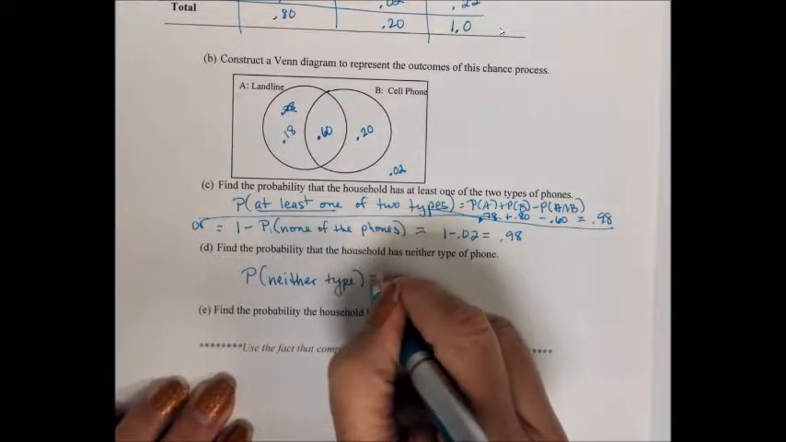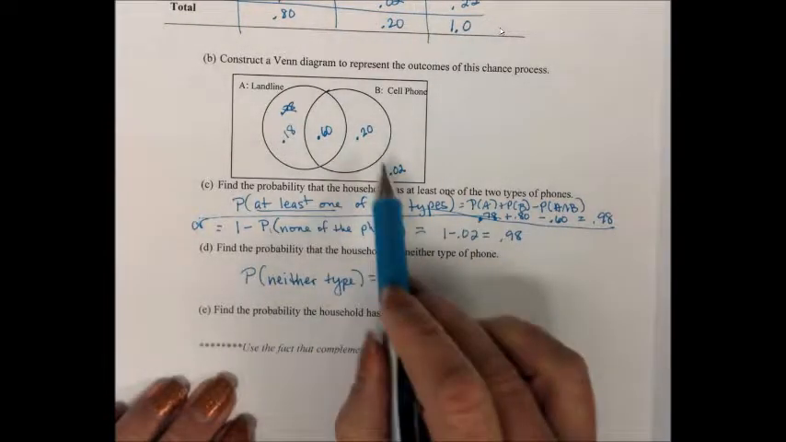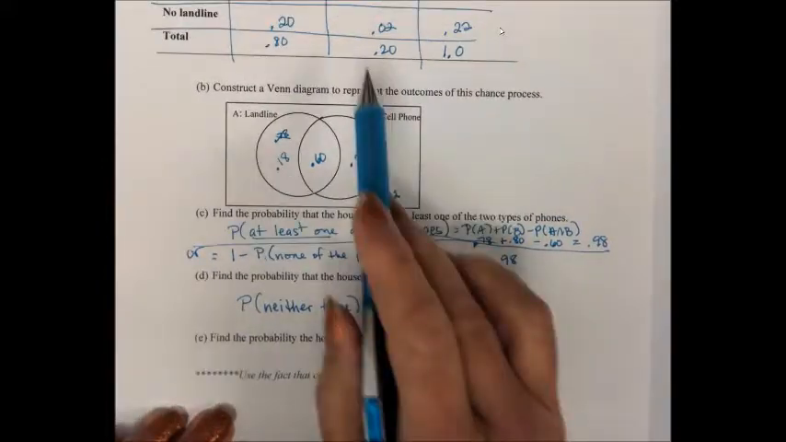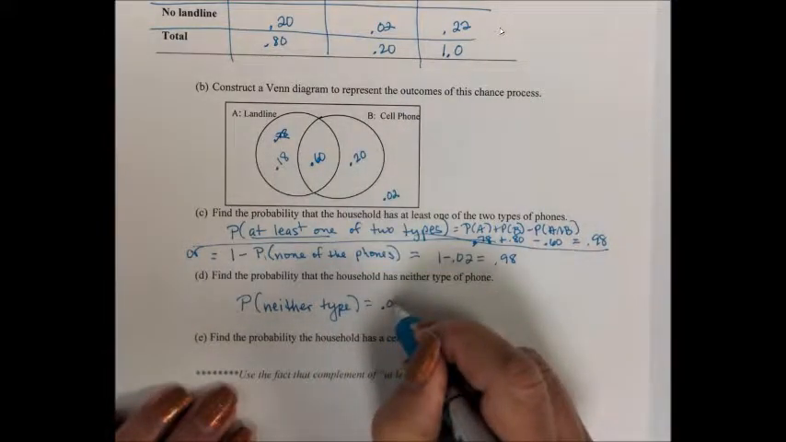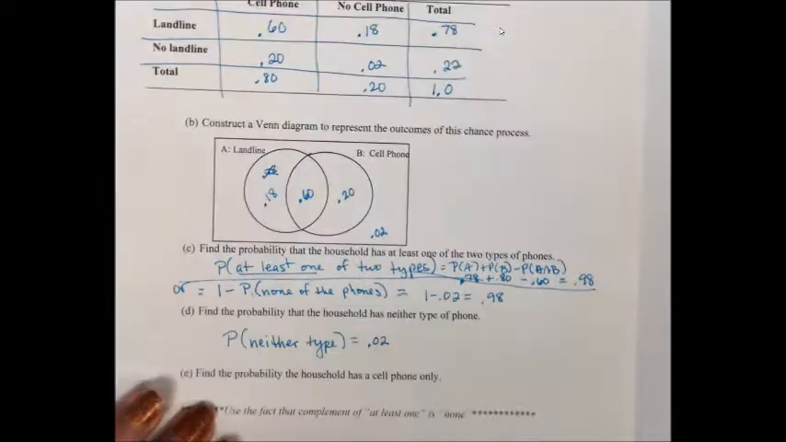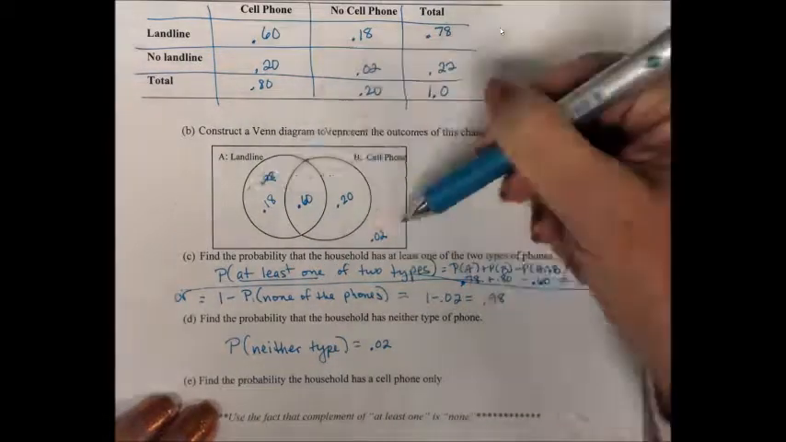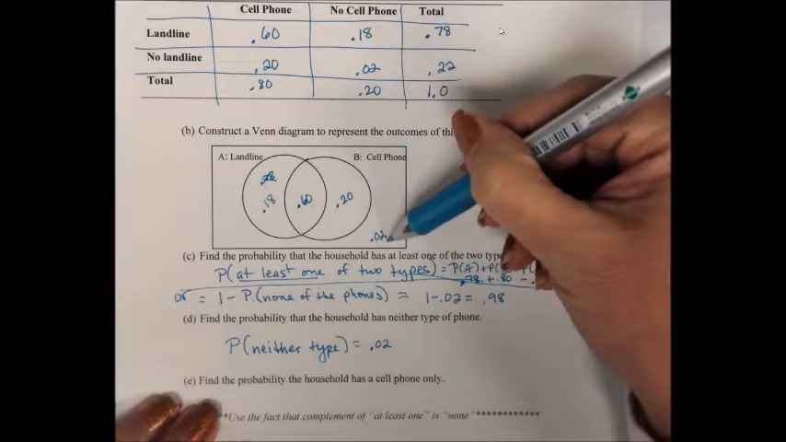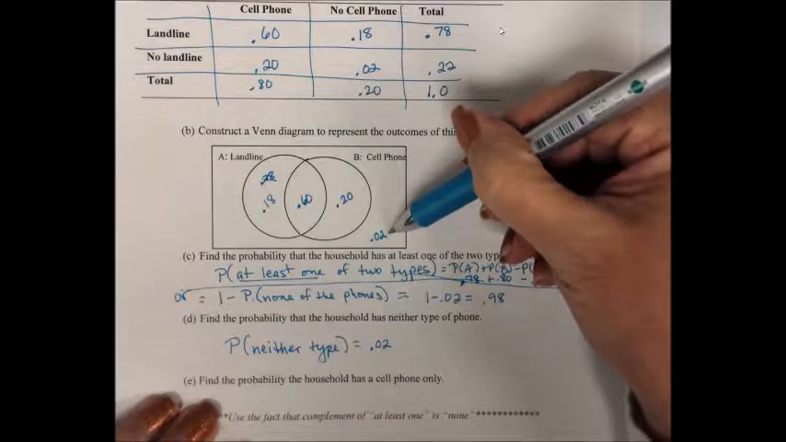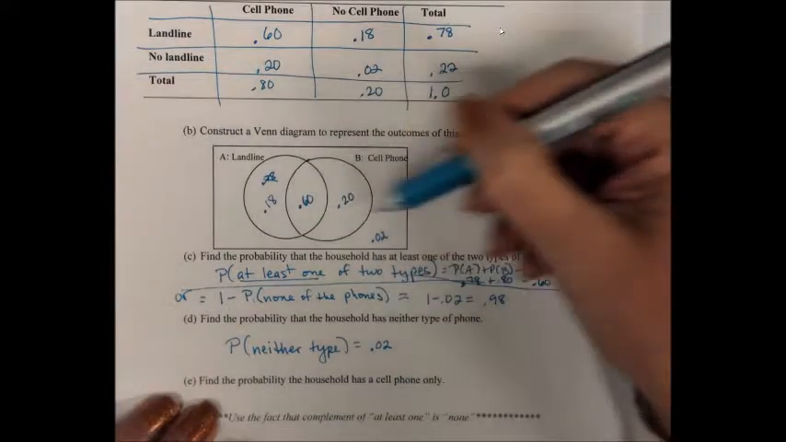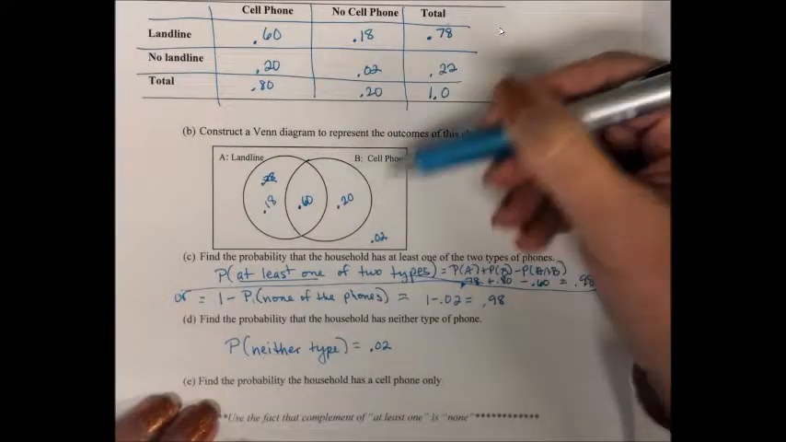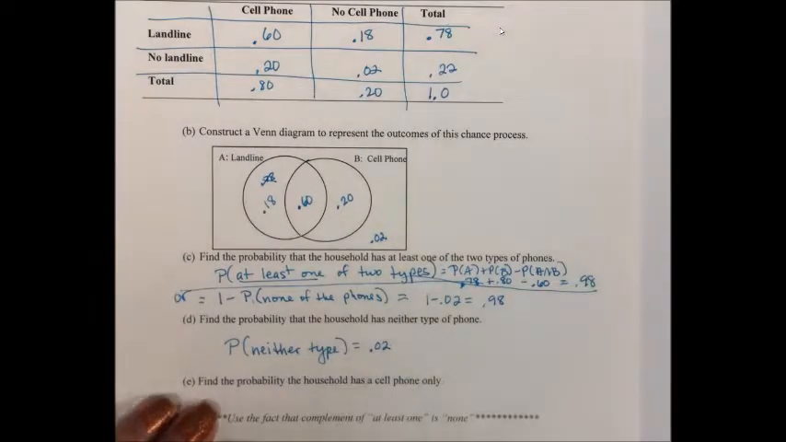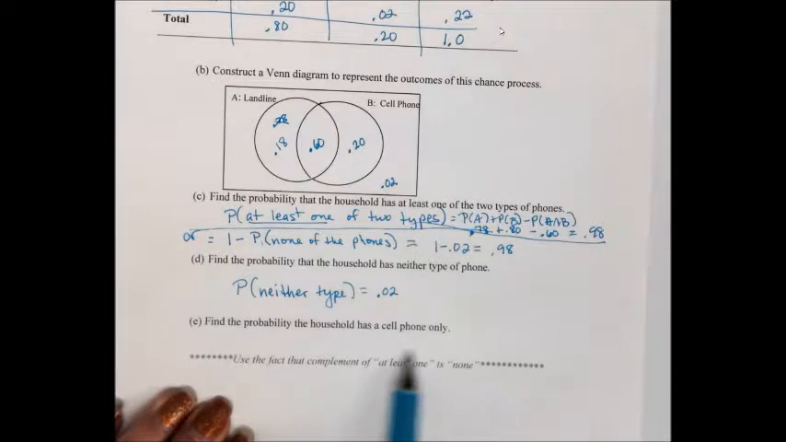Again, as far as showing my work, if I have drawn a Venn diagram or shown a table, you don't have to show me the mathematics there because you've already shown me by creating your Venn diagram. So I can see it right here that you had to figure that out. That wasn't given. So you actually showed a lot of your work just by creating a table or the Venn diagram. And then find the probability that the household has a cell phone only.